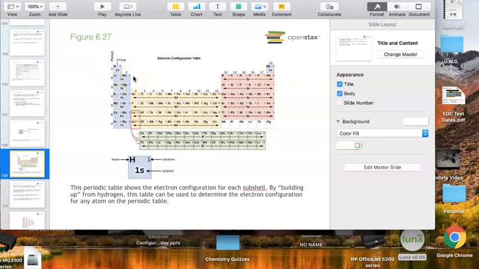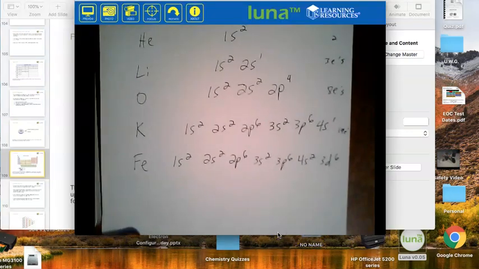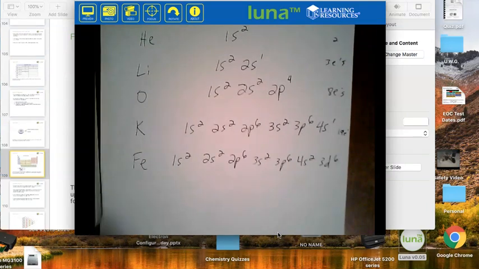2s2, 2p6, 3s2, 3p6, 4s2, and then look, 3d6. Okay, so this is the electron configuration for iron: 1s2, 2s2, 2p6, 3s2, 3p6, 4s2, 3d6.